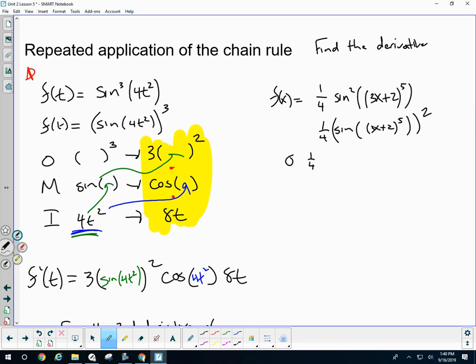I'll put the 1/4, which is just a constant, in with the squared. That's our outside. We got a middle. Sine. We got another middle. Stuff to the 5th power. We got an inside. 3x plus 2.